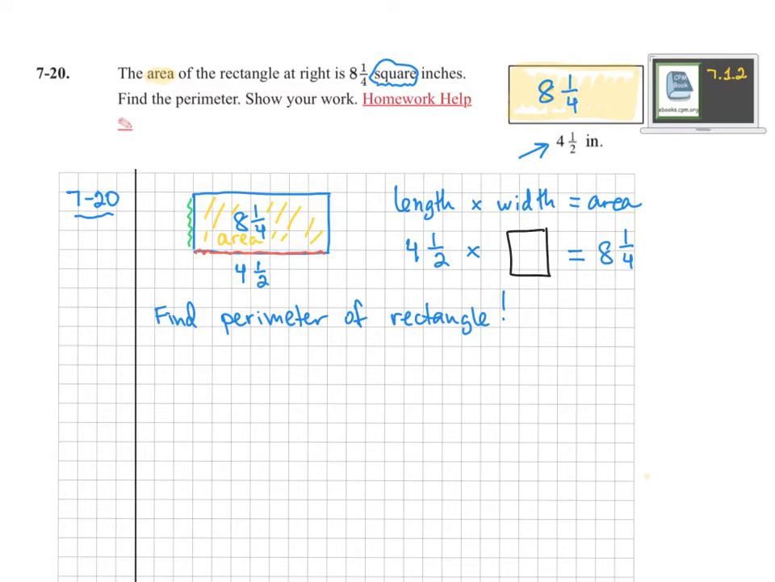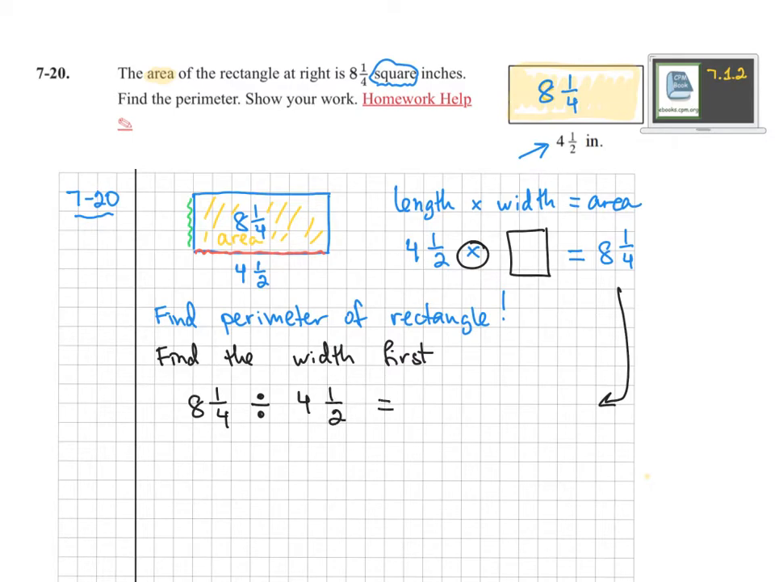Okay, now another way of thinking is, well, the inverse of multiplication is actually division, so I could write the following statement. First I need to find the width. So instead of saying 4 1/2 times what gives me 8 1/4, I want to reverse that into a division problem. So 8 1/4 divided by what I know, which is 4 1/2, will give me the width, the missing piece.